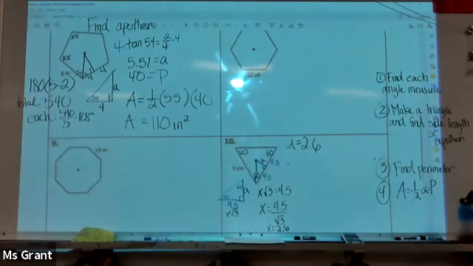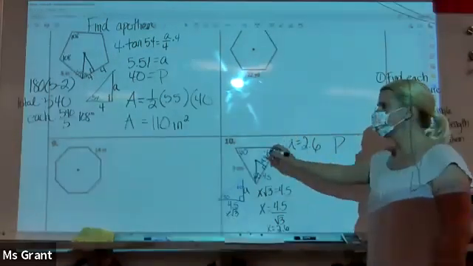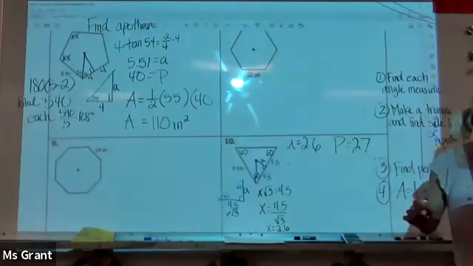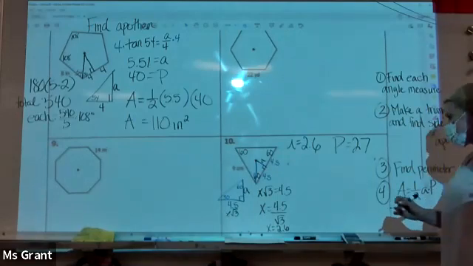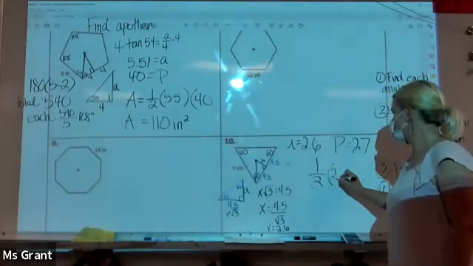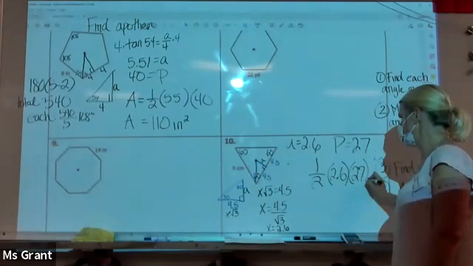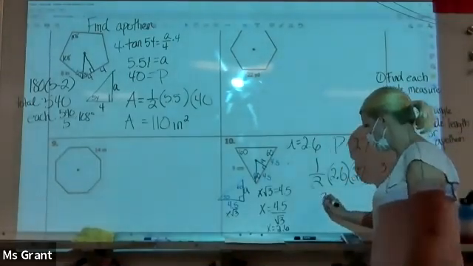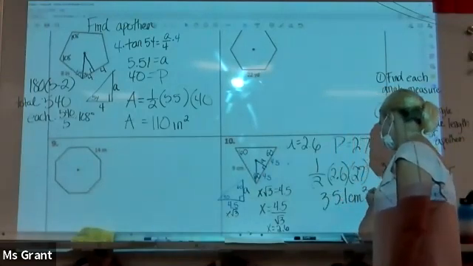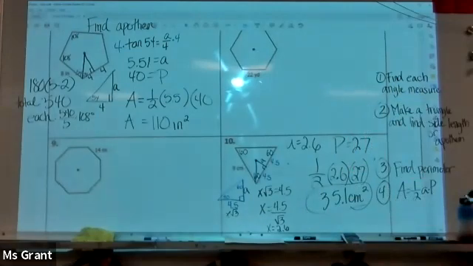Okay. You guys, there's a light at the end of this tunnel. Perimeter 9, 9, 9. Easy peasy, right? So 1/2 times 2.6 times 27. Apothem times perimeter. Apothem times perimeter. 35.1 centimeters squared. I'm going to stop the recording.